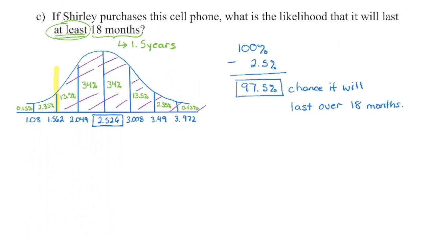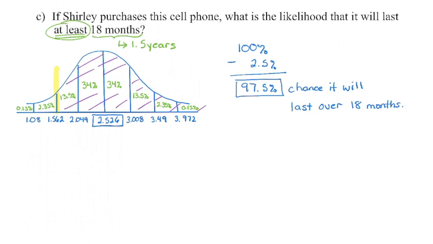And instead of adding them all up, the easiest thing to do for me was just to take 100% of my area and remove the pieces we don't want. I know already this is 2.5, so I subtracted that. And so there is a 97.5% chance that phone is going to last over that 1.5 year mark. You would not want to buy a phone that's going to die right in the beginning.